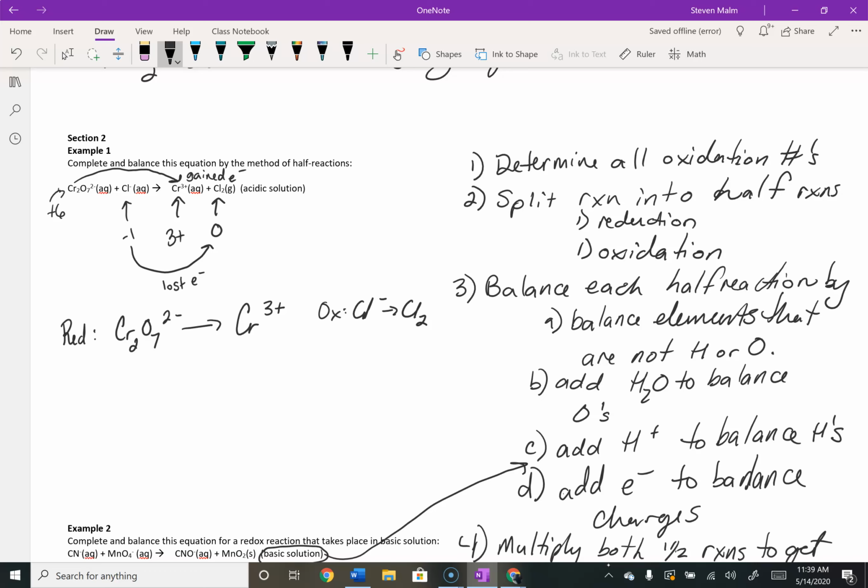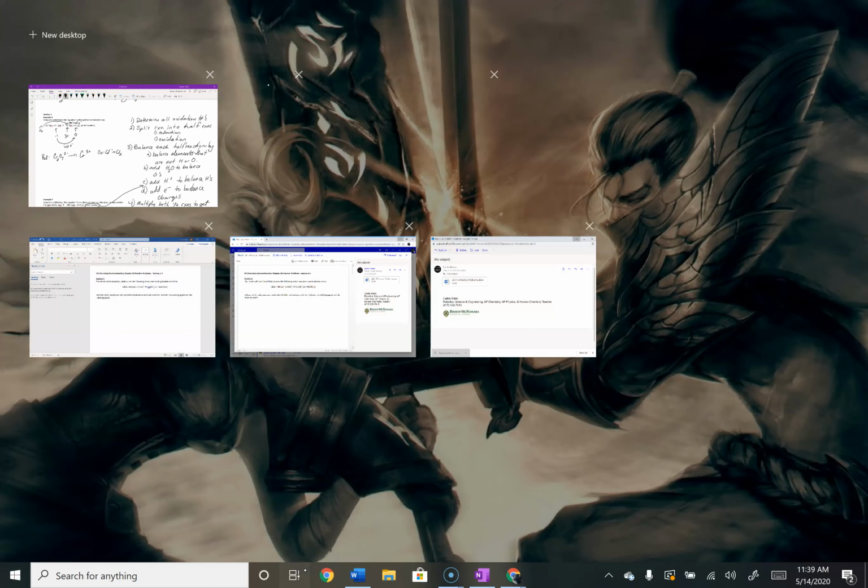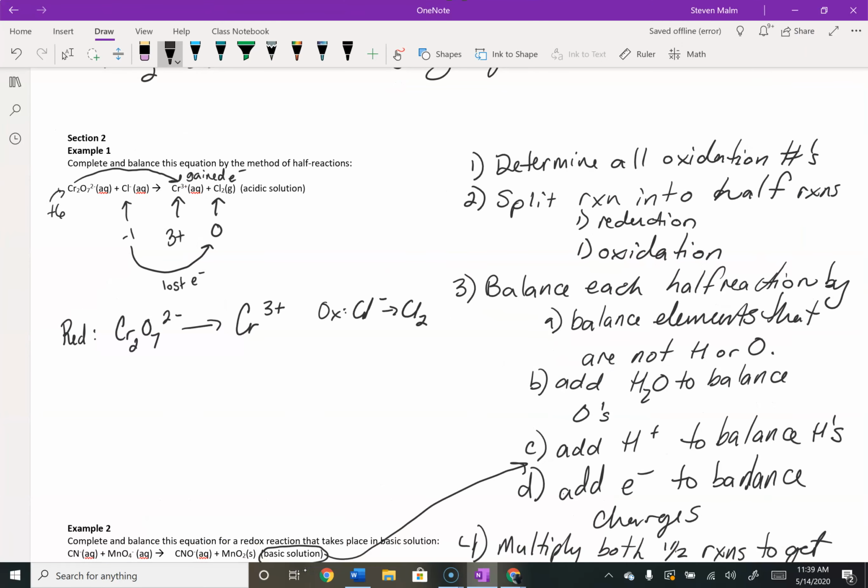Balance this half reaction. First step says to balance elements that are not H or O. So there's a 2 on this side. We want a 2 on this side. Next thing to do is going to be to add H2O to balance the O's. So in order to do that, I'm going to put 7 H2O on the right side.